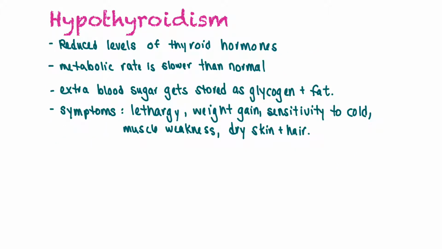Hypothyroidism is when you have reduced levels of thyroid hormones in the blood, and the metabolic rate is slower than normal. So extra blood sugar would get stored as glycogen and fat. So the symptoms in this case would be lethargy, so a lack of energy. There would be weight gain. You would be sensitive to cold because you're not generating as much heat. And then muscle weakness, and then dry skin and hair.